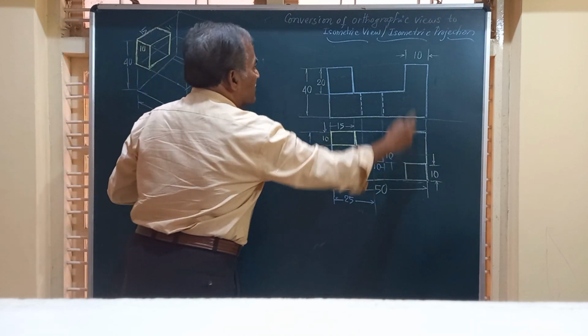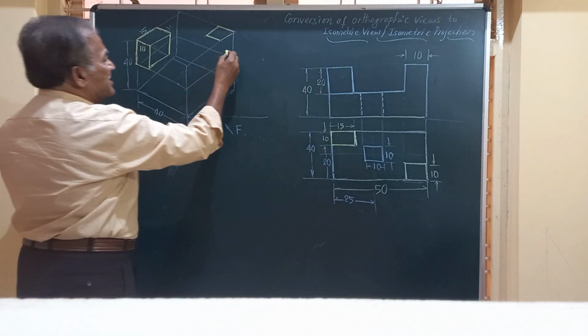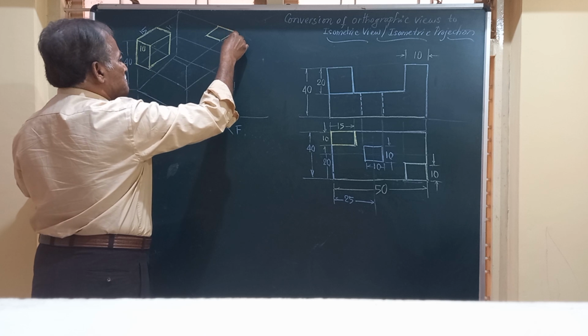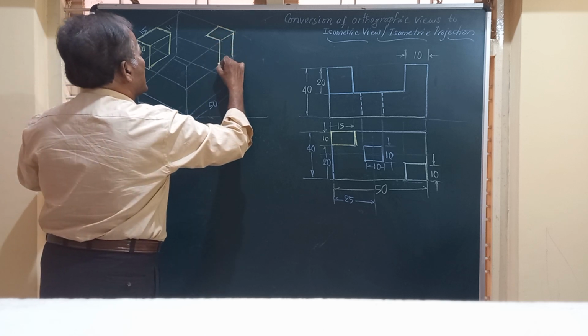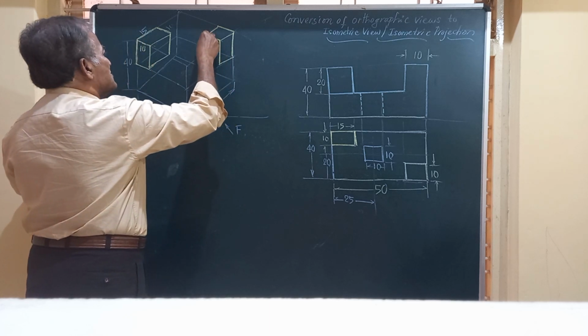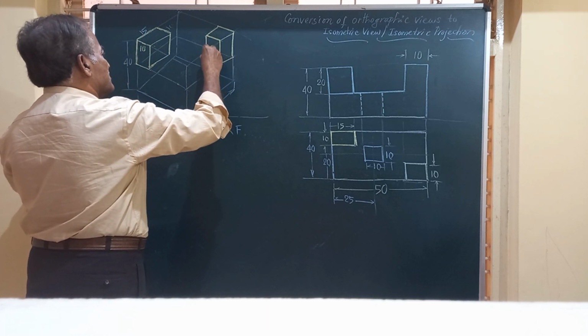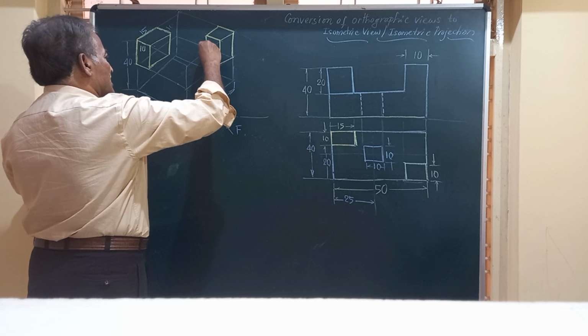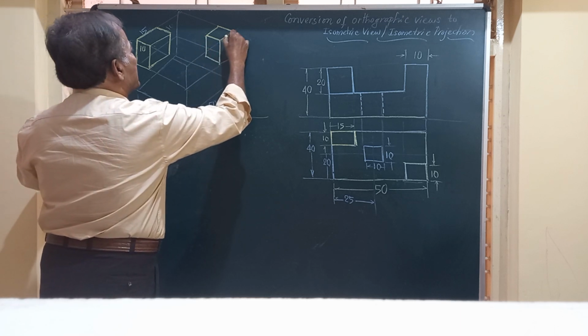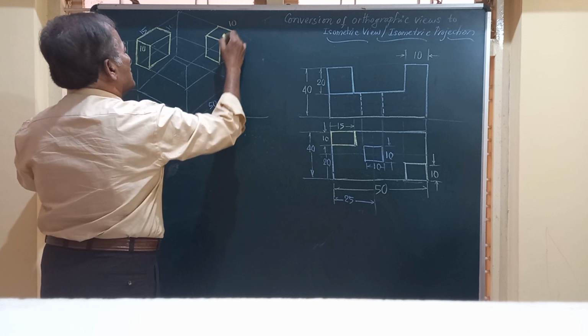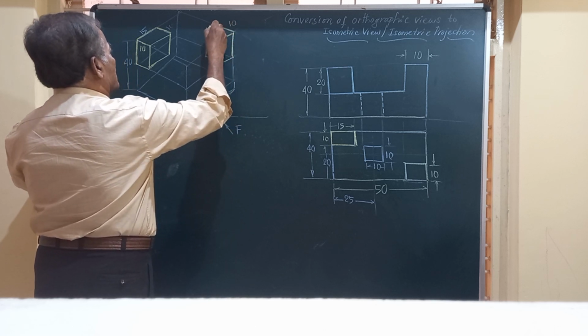This is the top you have drawn with this face. Draw vertical lines from all these. And this has got a projection, a square block like thing or a square prism of dimension 10 by 10. This is 10 mm and this also 10 mm, 10 by 10.